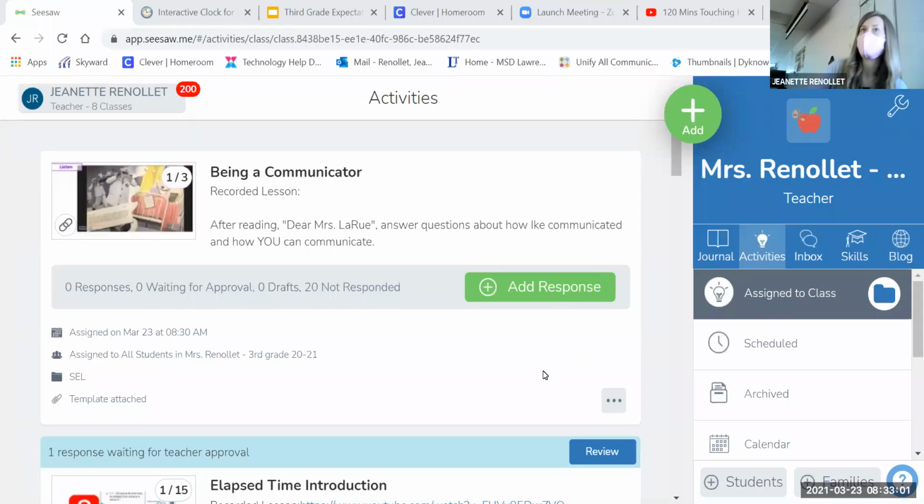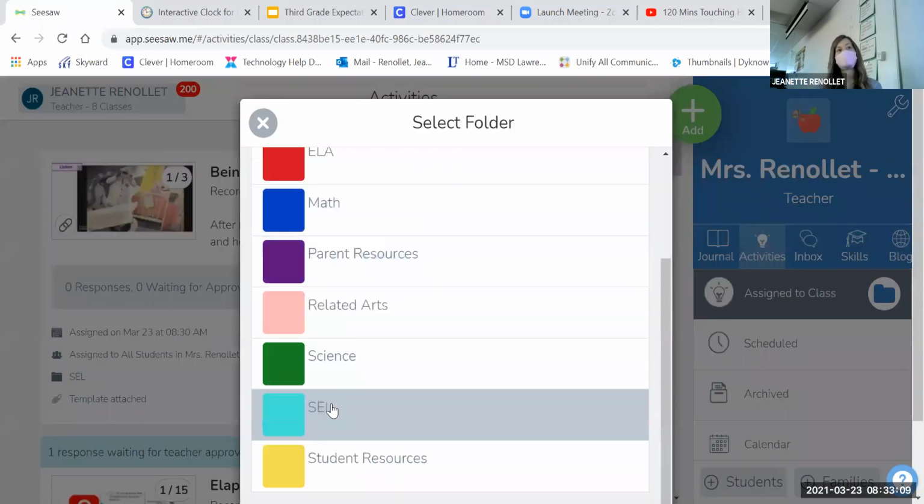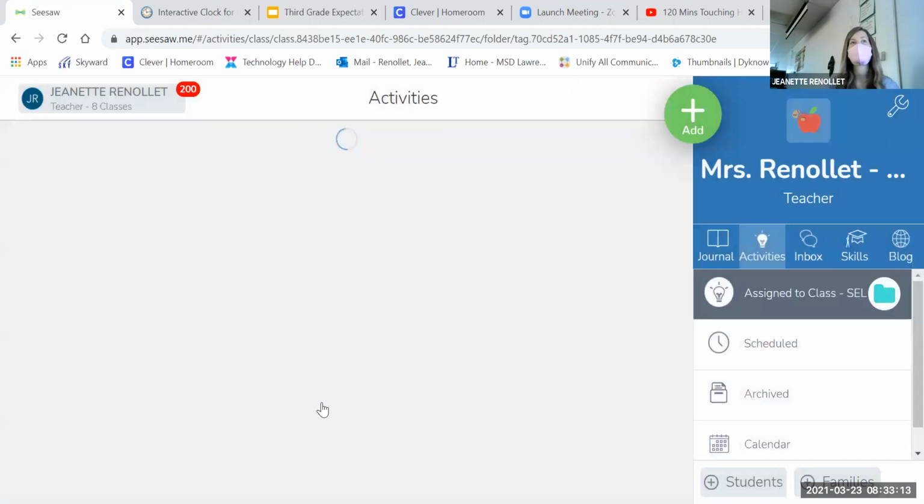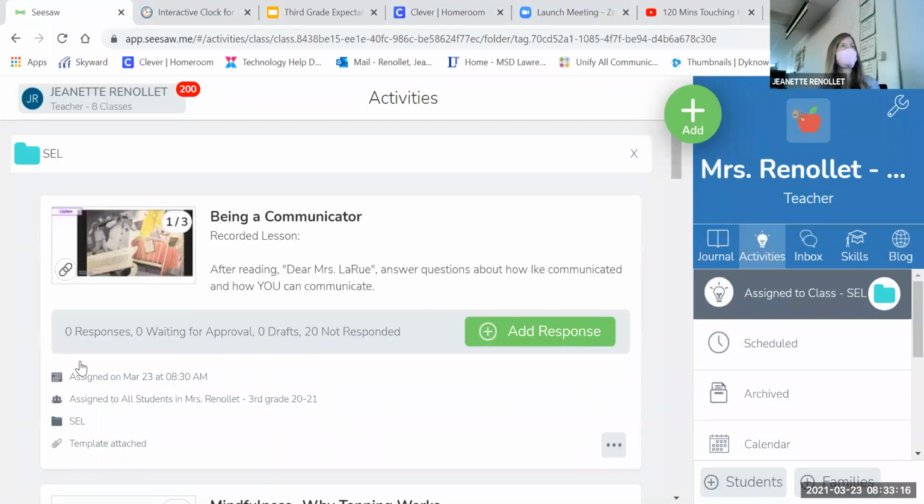This morning for SEL, I want you to click on Activities, Assign to Class folder, light blue SEL. And our task today is called Being a Communicator.